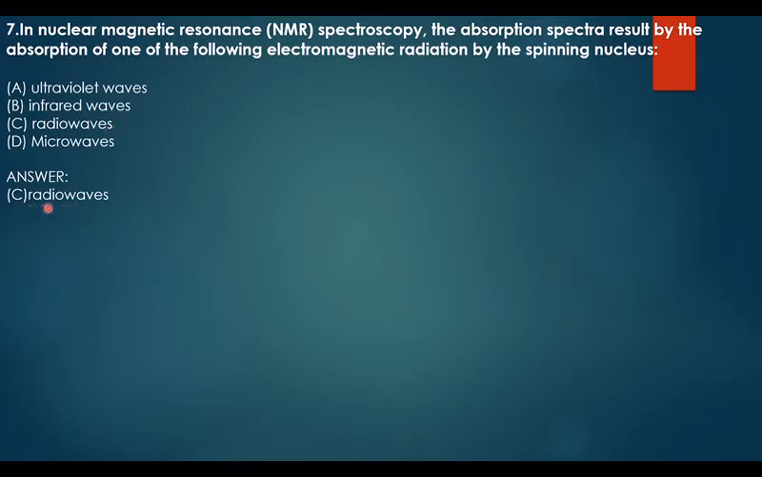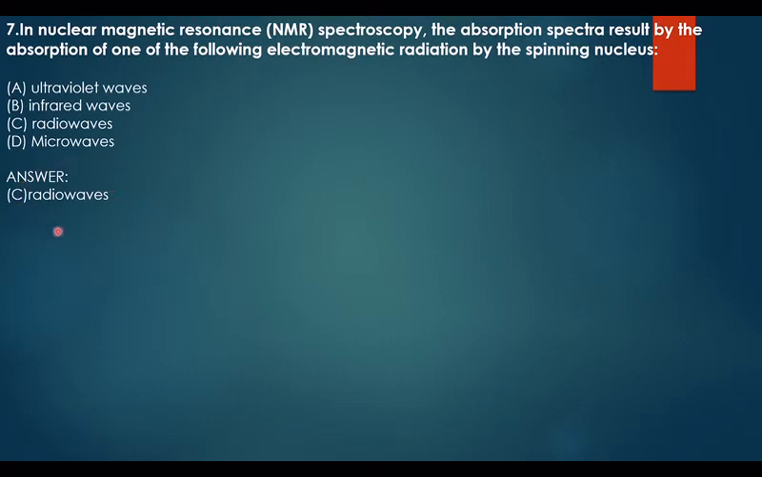Okay. The absorption of electromagnetic radiation in the form of radio waves, frequency from the region of 4 to 900 megahertz, by NMR. It is produced by the atomic nucleus. Okay. By absorbing that radiation, it will be producing the result. So the answer is radio waves.